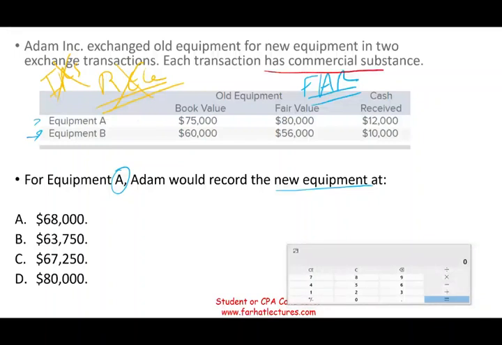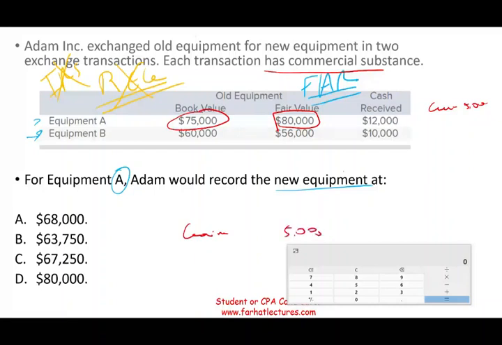So the first thing you do is to determine whether you have a gain or a loss. So you have a fair value of 80, a book value of 75. Well, you have a gain. So first of all, we have a gain of 5,000 and we can recognize the gain. So what you need to do, start to enter the entry. We have a gain of 5,000. We know we received cash of 12,000. So cash is 12,000. We get rid of the old equipment for 75, old asset, and we credit that 75.